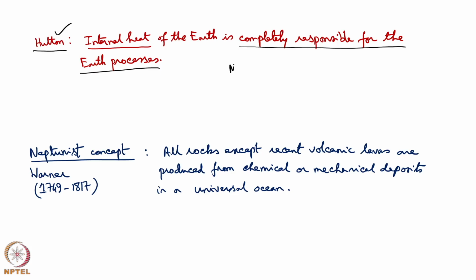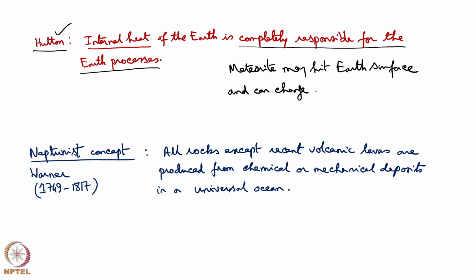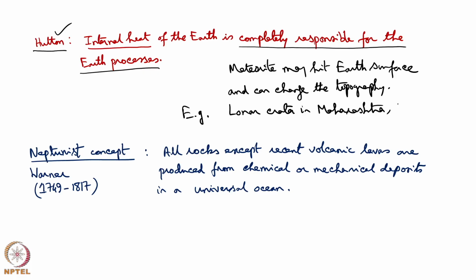We can think of various earth processes that are controlled by, let us say, meteorite impact. Those are not related with the earth's internal heat. For example, a meteorite can change the topography locally, it can produce a giant depression. So, in that way it can change the topography. Example, the Lonar crater in Maharashtra, India. In this case the crater created has nothing to do with the earth's internal heat. So, we cannot say whatever we see on the earth, everything is produced due to the internal heat.